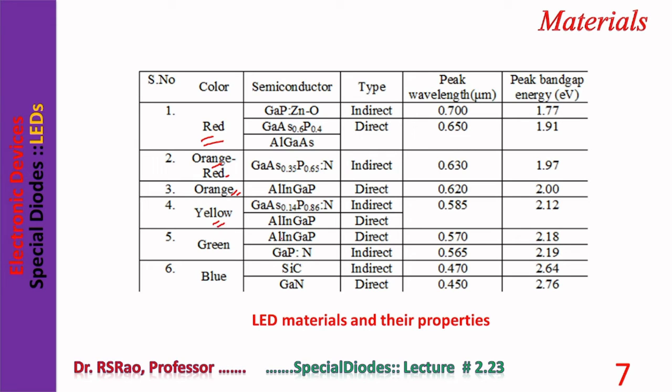For yellow color, similarly some material. For green color, another material. For blue color, these are the materials. Here, the type of material is given. The peak wavelength of the emission is given. Band gap energy is also given.